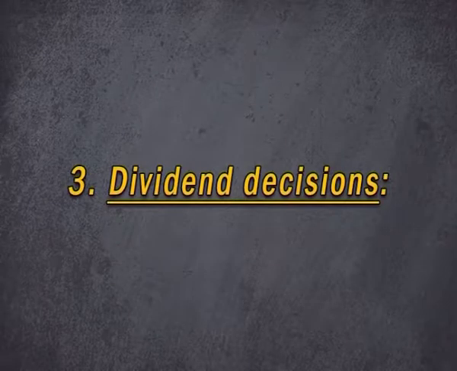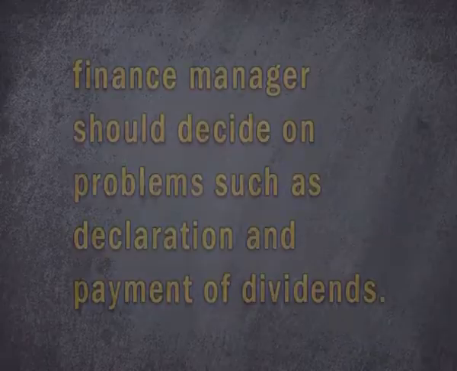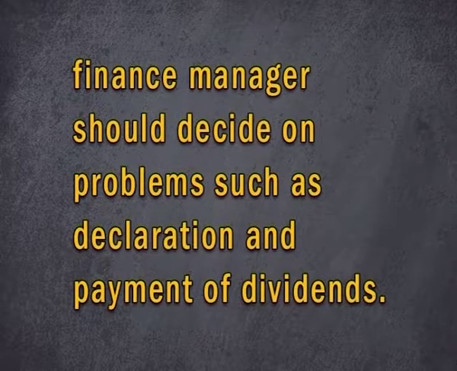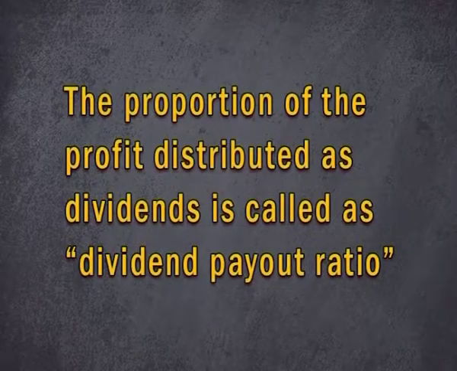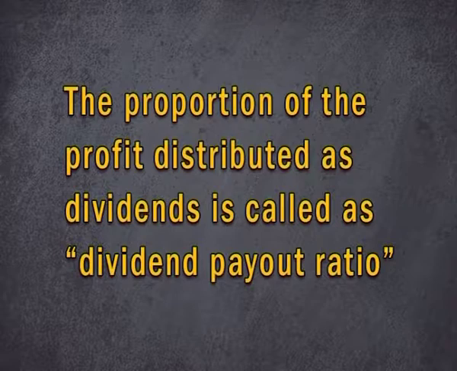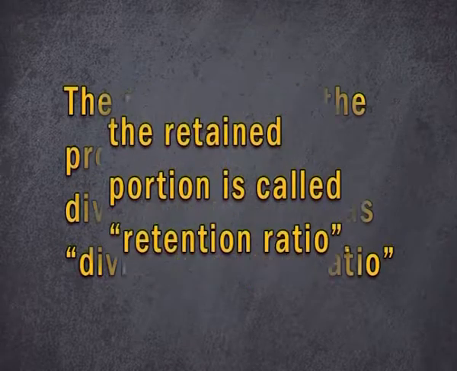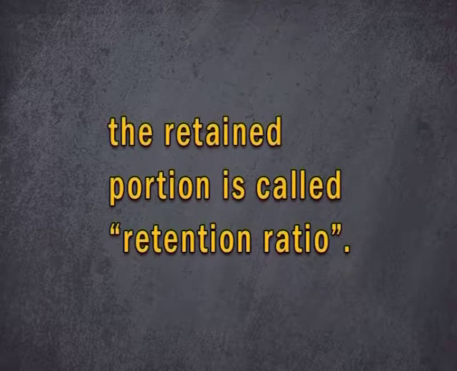Number 3, dividend decisions. It is the third major financial decision, where finance managers should decide on problems such as declaration and payment of dividends. He has to decide whether the firm should distribute all profits or retain all profits, or distribute one portion and retain a portion of profit. The proportion of the profit distributed as dividends is called the dividend payout ratio, and the retained portion is called the retention ratio.